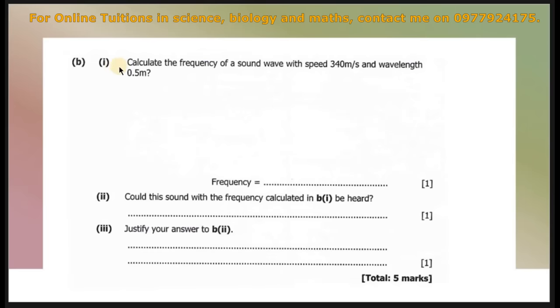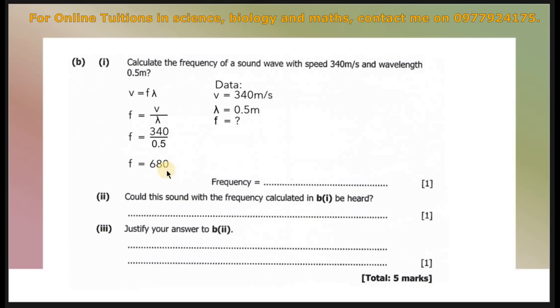Then B, they're saying, B1, calculate the frequency of a sound wave with speed 340 meters per second and wavelength of 0.5 meters. So they want what? We calculate the frequency. So we know speed is equal to frequency times wavelength. Now they want frequency. So frequency is equal to speed divided by wavelength. So say our data is like this. Speed is equal to 340, this one given, then wavelength is 0.5, then frequency unknown. So we'll substitute. So frequency is equal to 340 divided by 0.5. We get our answer as this 628 Hz. So this is our answer.